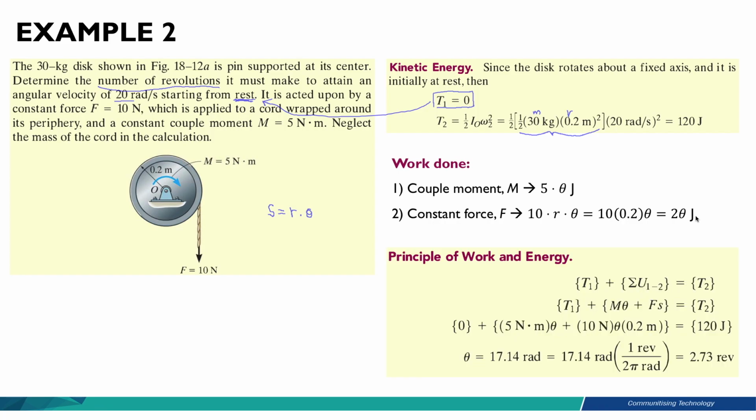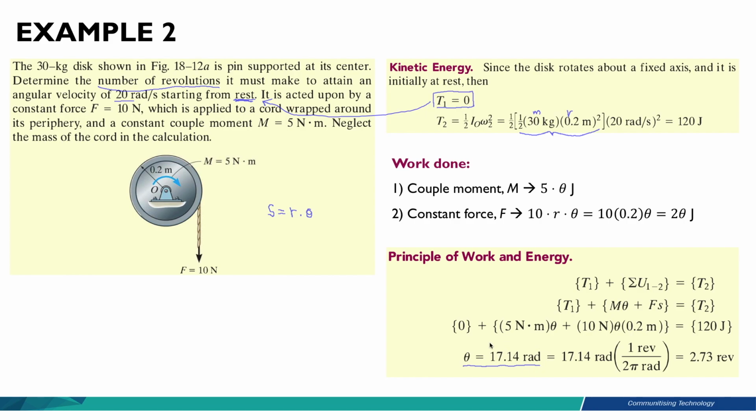Then we can apply the principle of work and energy. T1 plus sum of work done is equal to T2. So we have T1 equal to 0, M times theta is 5 times theta, plus F times S is 10 times theta times 0.2, which is what we have calculated up here, equal to T2, that is 120 joule. So we get a value of theta equal to 17.14 rad.